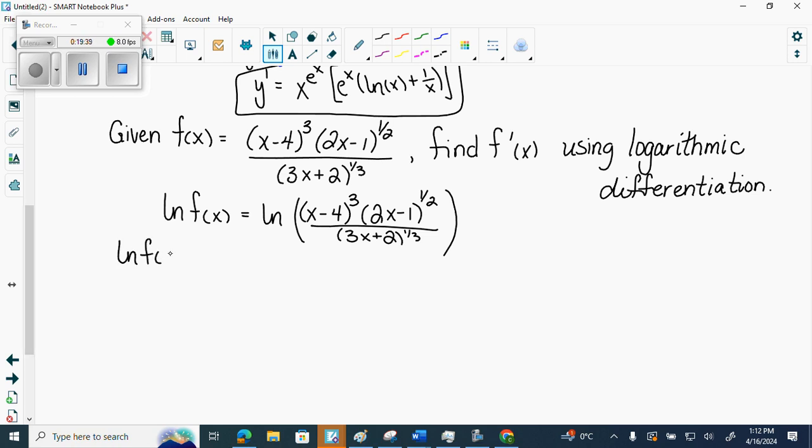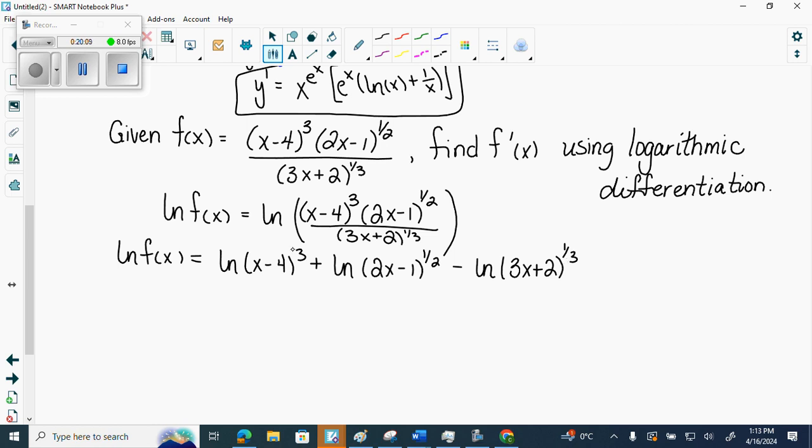So we have ln of f of x, and then anything on the top with the plus, or the plus one in front, anything in the bottom gets a minus. So I get ln of (x minus 4) cubed plus ln of (2x minus 1) to the half, minus ln of (3x plus 2) to the third. And then we still haven't done a derivative yet. This is all grade 12 log laws, correct? The product and quotient laws.